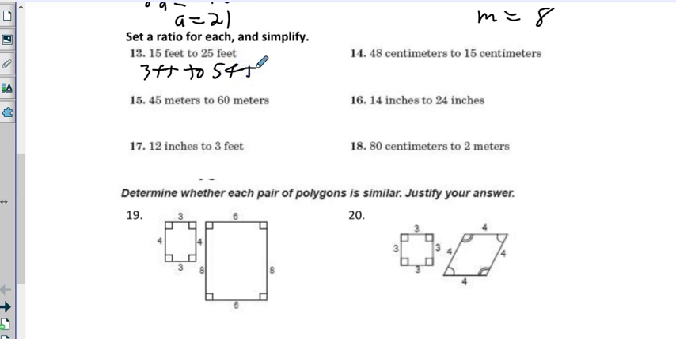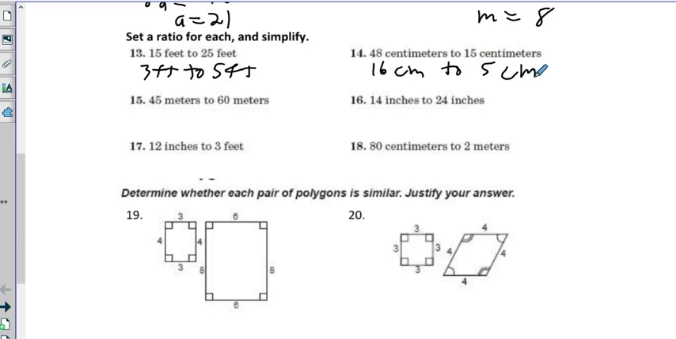What goes into 48 and 15? 3. Okay? Not 5, not 15. So 3. So 48 divided by 3 is 16. I'm going to abbreviate centimeters. 15 divided by 3 is 5 centimeters. You always want to put it in reduced form.